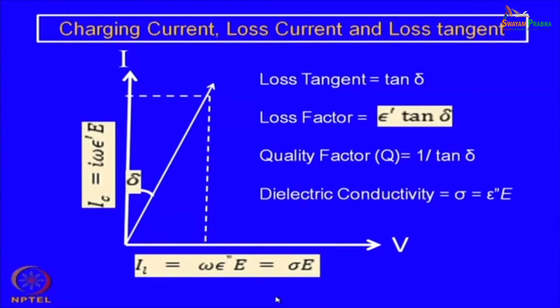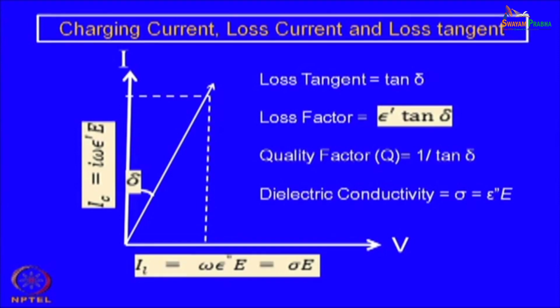Now, there are a few parameters which characterize the dielectric materials or the capacitors. These are the four different parameters which characterize the performance or the quality of the dielectric material, or the capacitor made out of the dielectric material. First of all is the loss tangent.